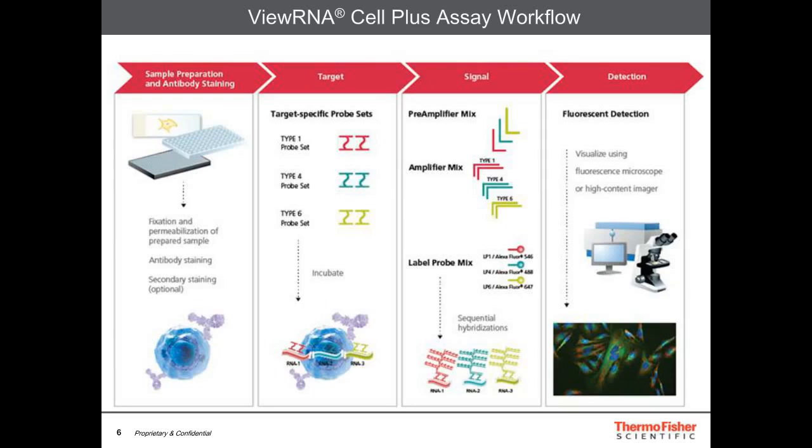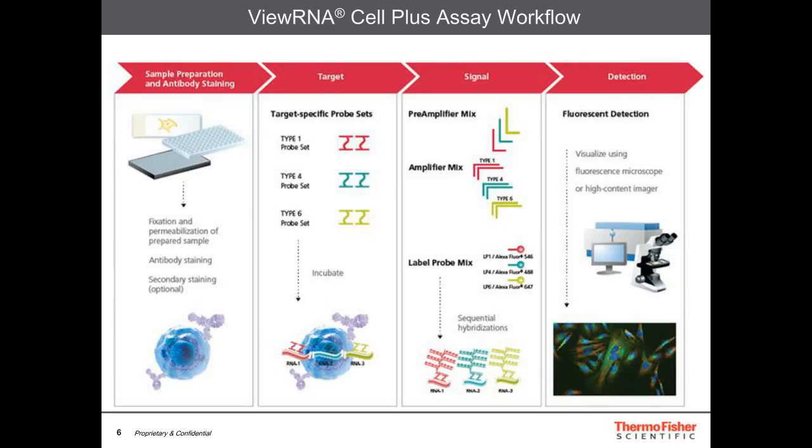And then the next step is really detecting the RNA of interest. So we do this using specific probe sets designed for the RNA of interest, and they can either be in 3 different types. And the type of the probe set really determines how it will be detected for microscopy. So a type 1 probe set will use an amplifier and a preamplifier and label probe that is a type 1 label probe, and this is detected in the Alexa Fluor 546 channel on the microscope. Whereas a type 4 corresponds to an Alexa 488 detection, and a type 6 corresponds to an Alexa Fluor 647 fluorophore.